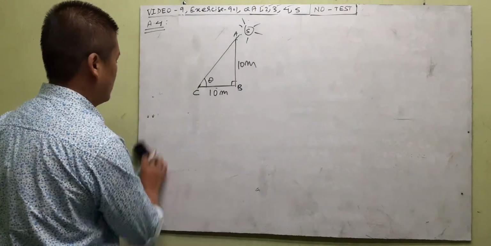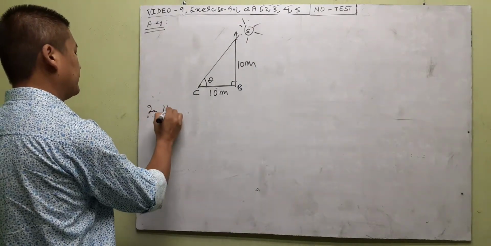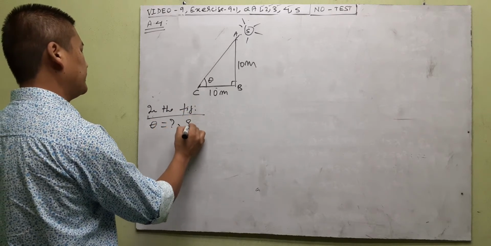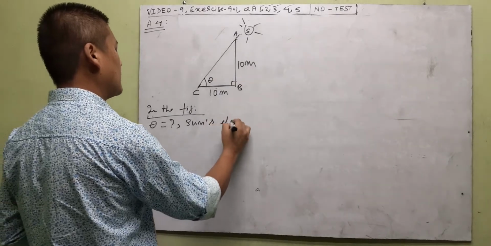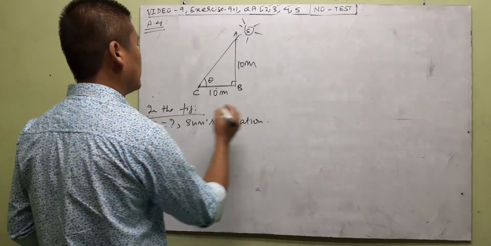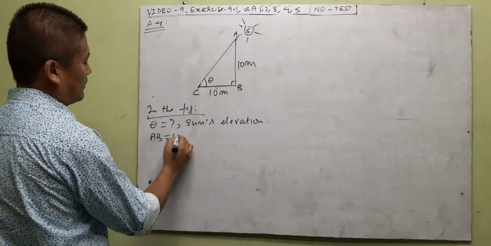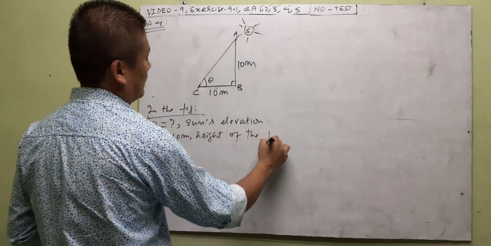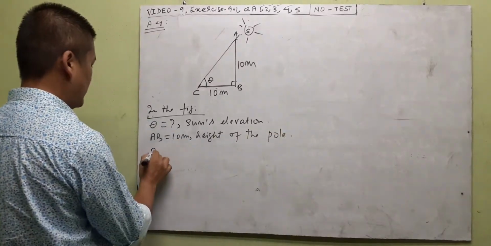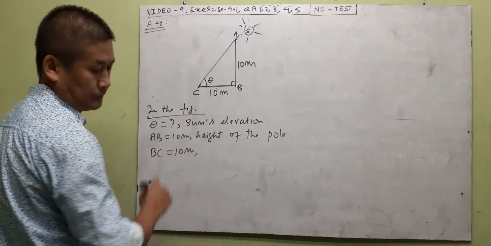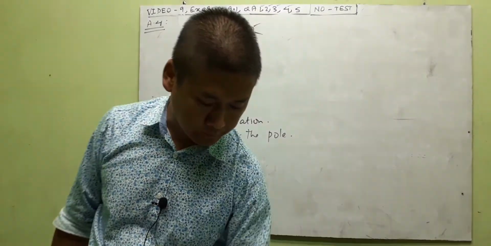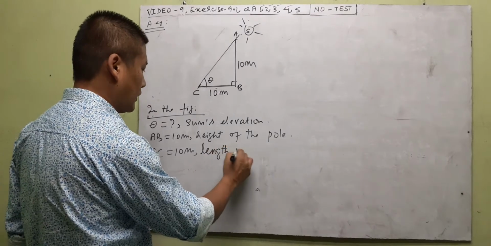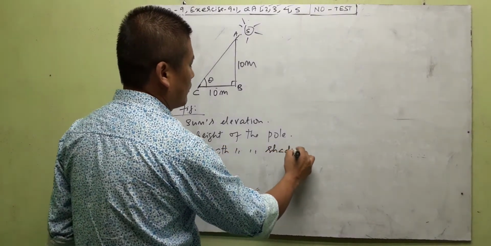So let's just write down in the figure. Let's first write down the first one. Theta with question mark is the sun's elevation that we need to find out. AB equal to 10 meter, height of the pole. Then BC is also 10 meter, the length of the shadow of the pole, that means.